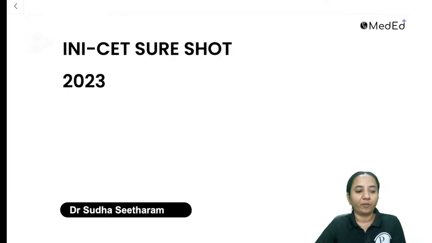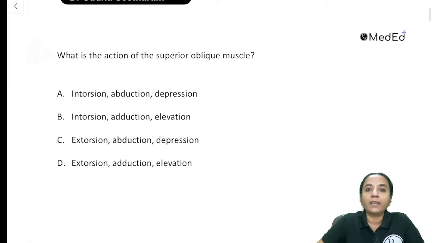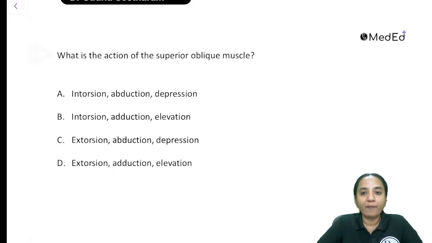So let me start with the first question. What is the action of the SO, that is the superior oblique muscle? We have been given these options: intorsion, abduction, depression; intorsion, adduction, elevation; extorsion, abduction, depression; extorsion, adduction, and elevation. Now see, the functions of the extraocular muscles is one topic that we really have to know very well. So before we come to the answer, let us quickly revise the different eye movements and the functions of the muscles.